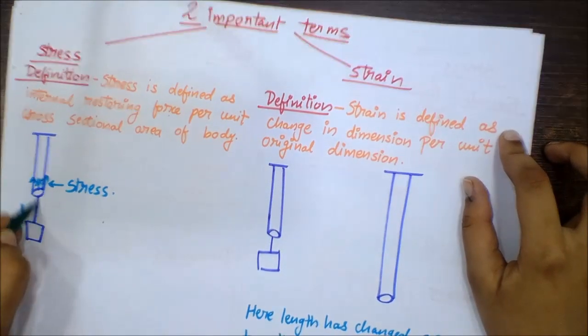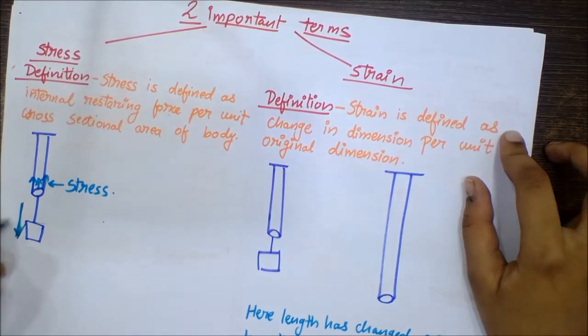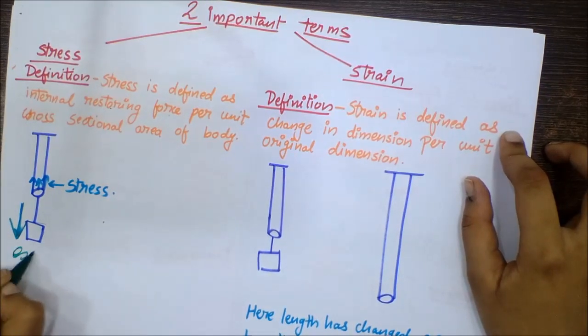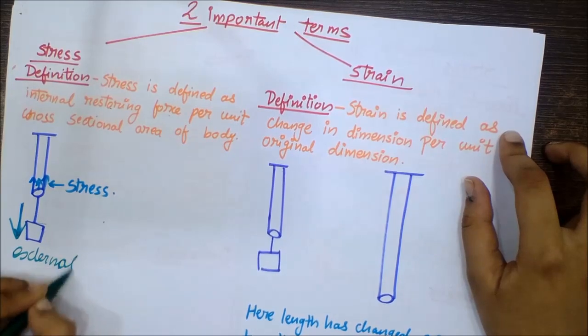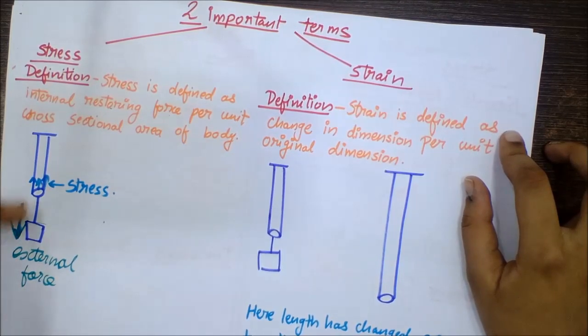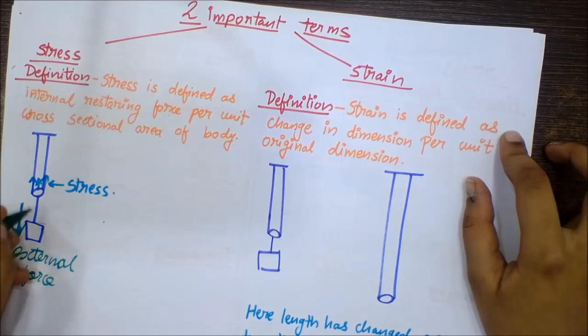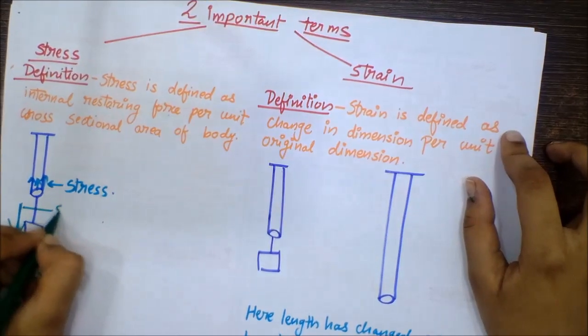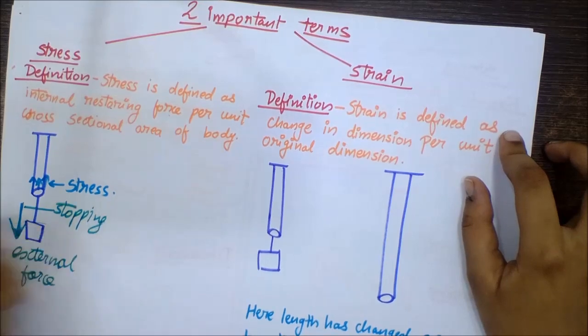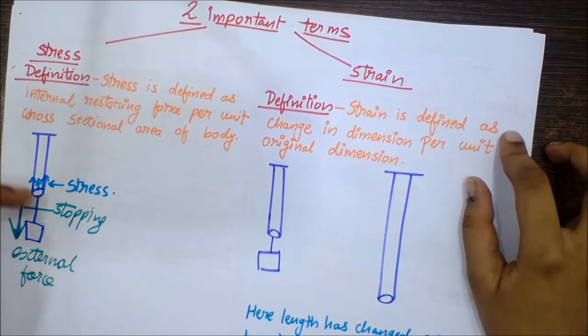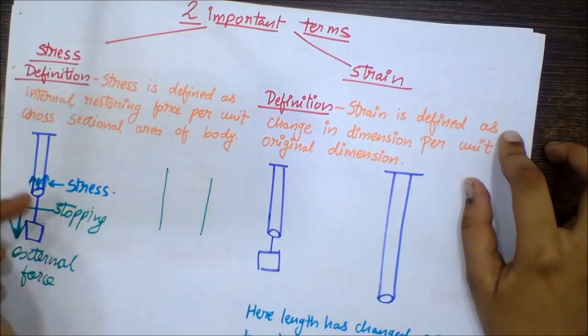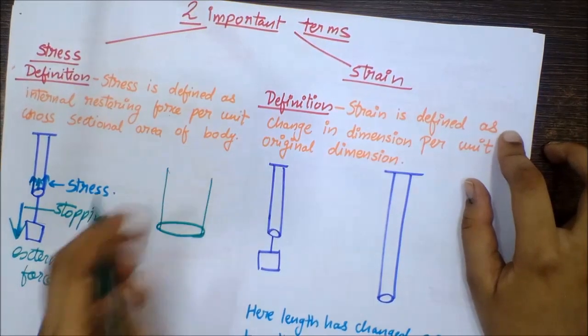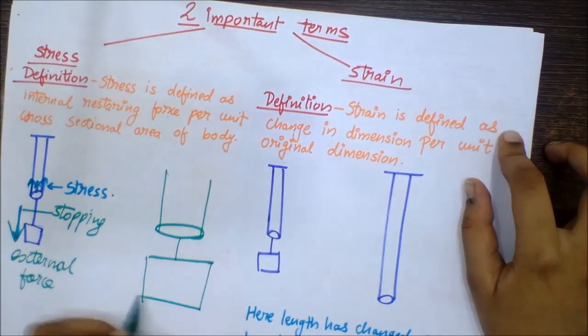Now I have this rod and I have a force that is pulling it downwards. This is the external force which is applied to it, that is pulling it downward. Now what will this body do? This body is an elastic body. So what will this body do? This body will try stopping this external force from pulling the rod downwards. Therefore it will have its internal force. Let me zoom in on this part of the rod for you. So this is my rod, this is the end of my rod, and this is my external force.